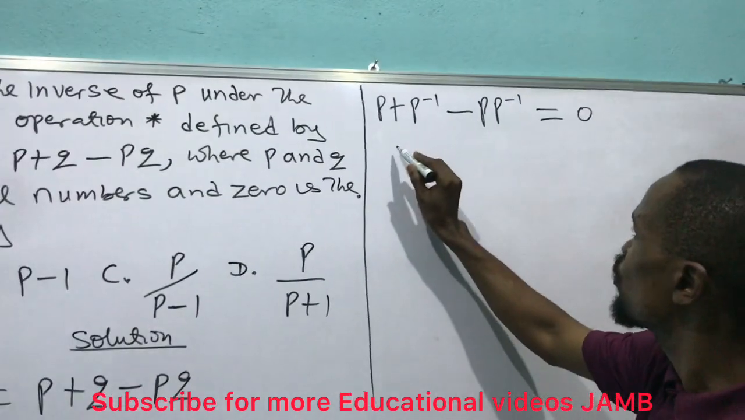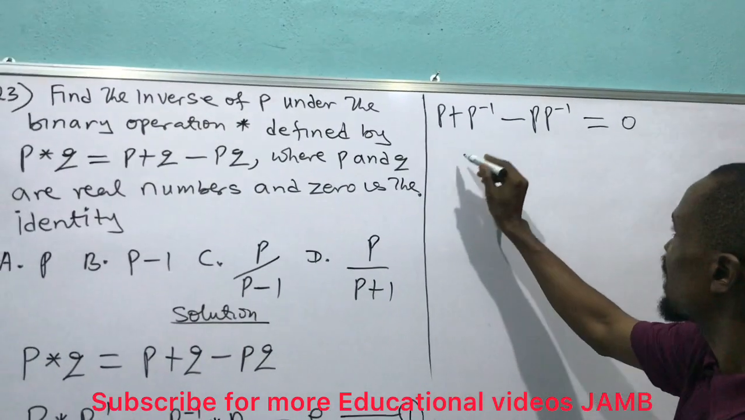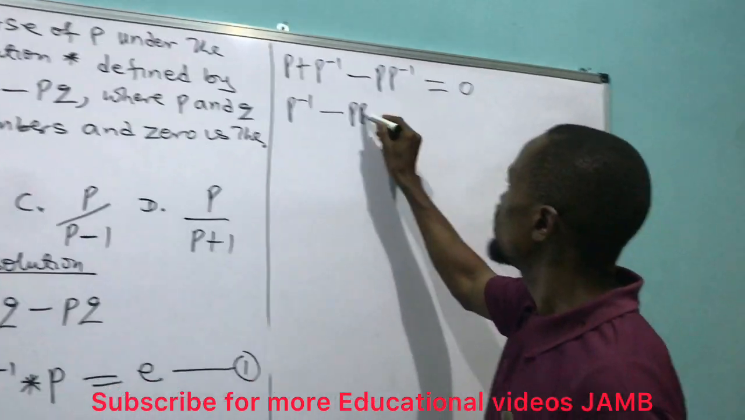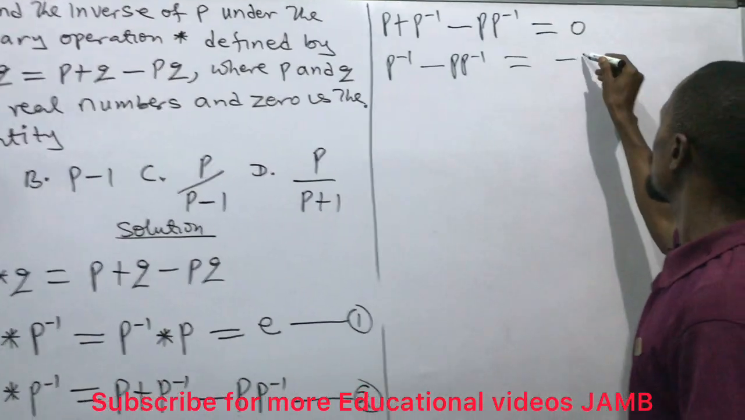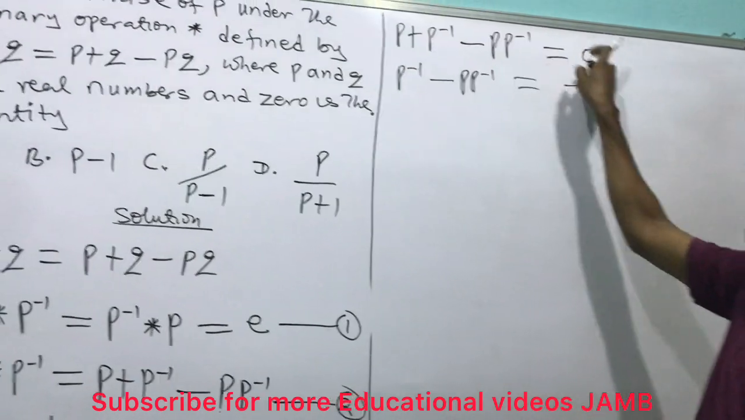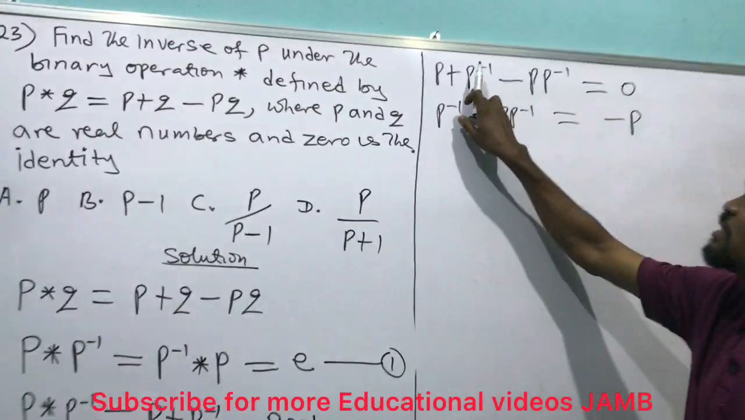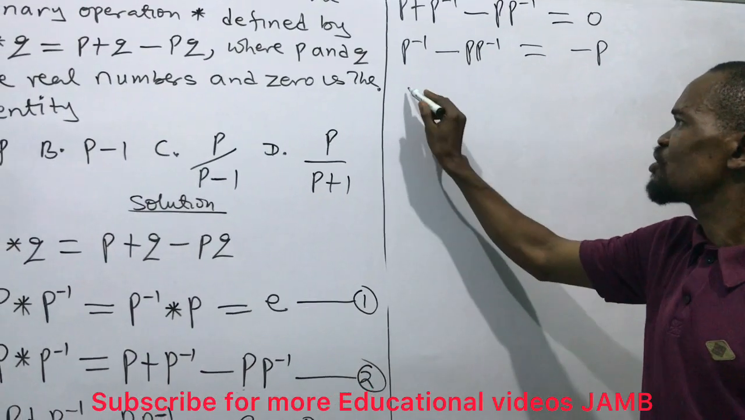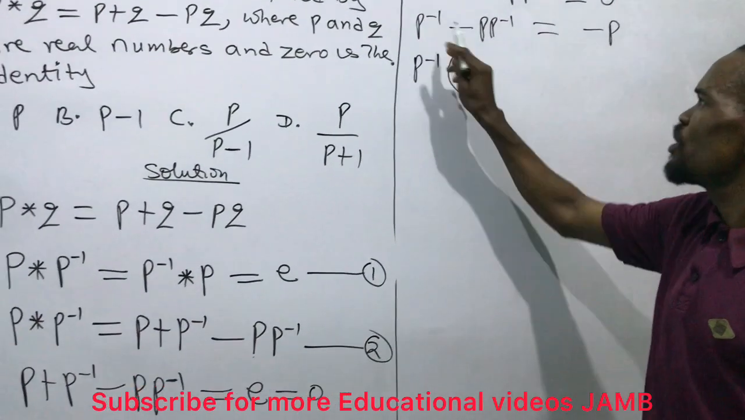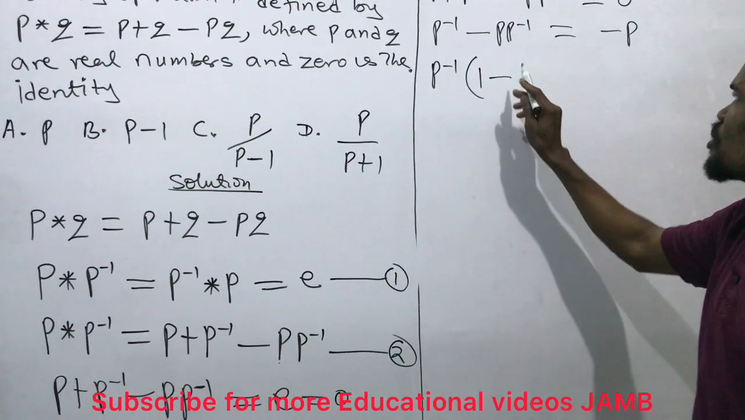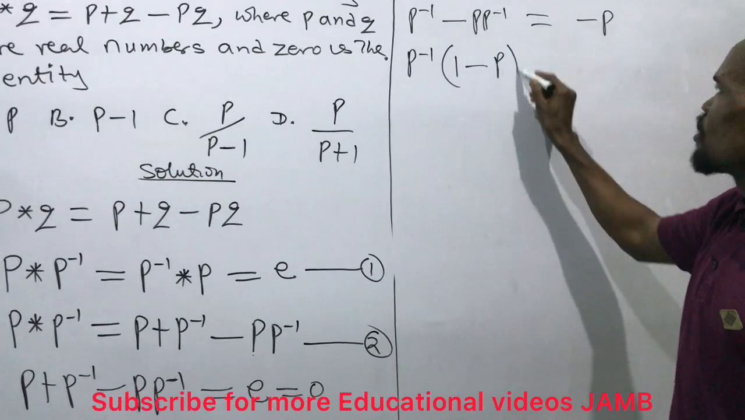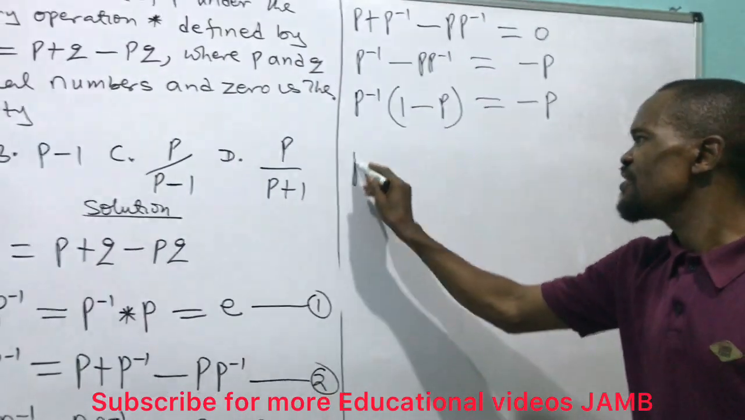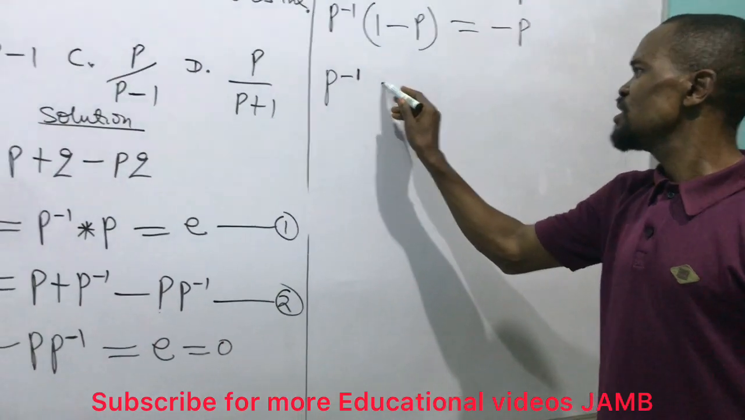I can now say that, bringing it out, I can have P inverse minus P inverse times P is equal to minus P. I'm taking this P over there, it becomes minus P, while this inverse I keep here. What is common here? P inverse is common. I bring it out. And what will remain here is 1 minus P, equal to minus P.